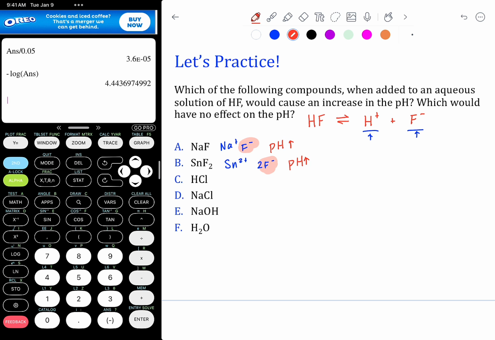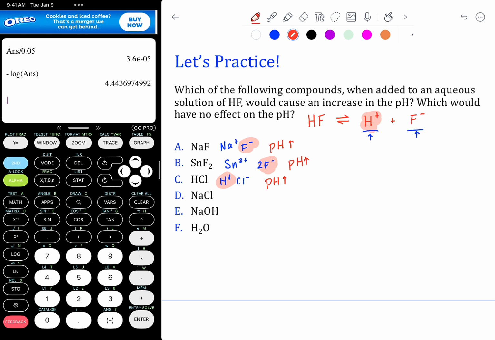Next, we have HCl, hydrochloric acid. If we split that up, we have H plus and Cl minus. Well, there we have an H plus, which corresponds with the H plus, the ion in our reaction. So this would also cause our pH to increase.